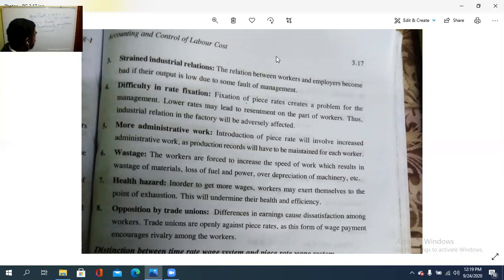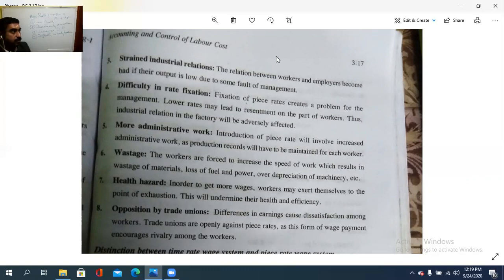Then difficulty in rate fixing. Rate fixation. So fixation of the piece rate creates a problem for the management, as lower rates may lead to resentment on the part of the workers, while the IR, industrial relation in the factory, will be adversely affected. The smooth or cordial relation between the worker and the employer, that gets affected. That is difficulty in rate fixation.